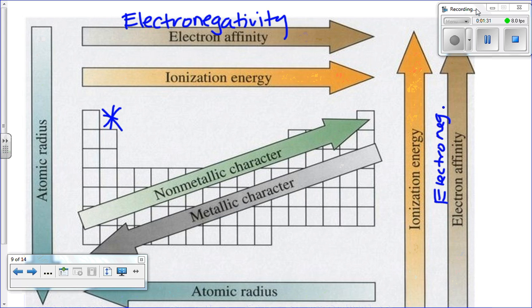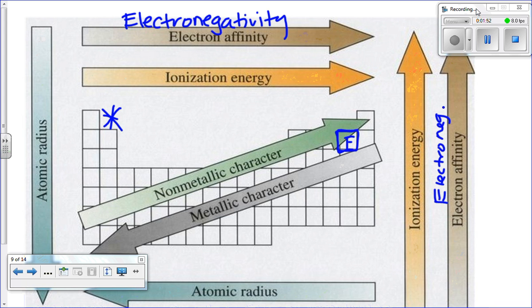But as you go across the periodic table to these elements over here, especially fluorine, which has the highest electronegativity, they're trying to gain electrons. They only need one electron in order to become stable. Okay, so they have high electronegativity. It's relatively easy for them to attract electrons because of this high electronegativity.